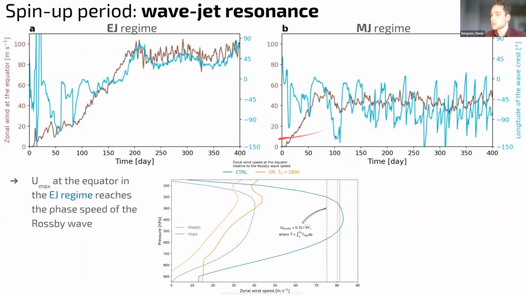And indeed, in our simulations, what I plotted here at the bottom as vertical lines are the rough estimate of the Rossby wave phase speed compared to the equatorial profiles of zonal mean and maximum wind speed. The blue lines show the equatorial jet regime, and the orange lines show the mid-latitude jet regime. And you can see that in the EJ regime, at least the spatially maximum zonal wind essentially matches the Rossby wave speed, and so we can confirm that the wave-jet resonance indeed occurs here, the resonance with the Rossby wave.